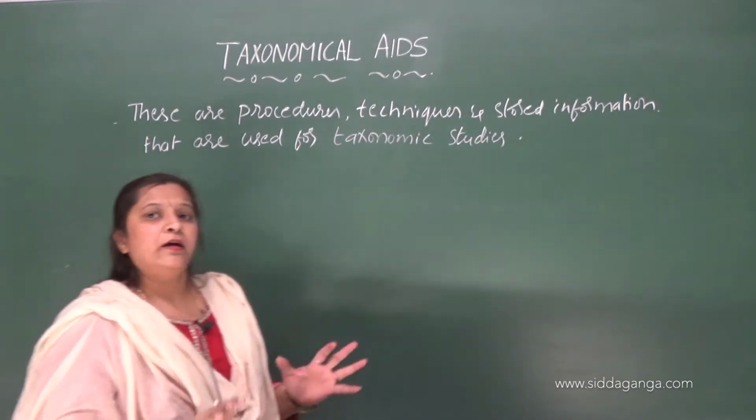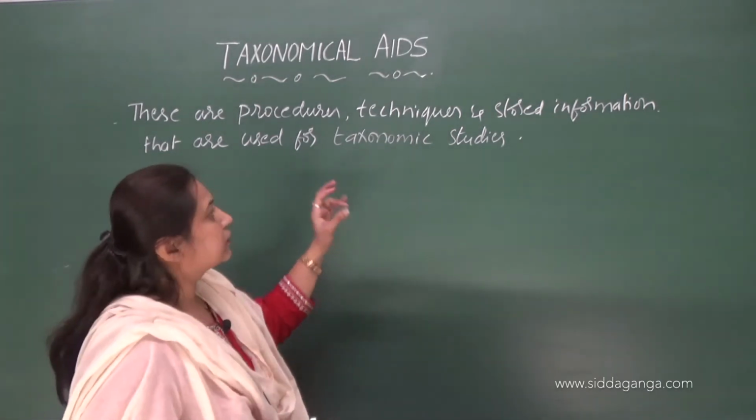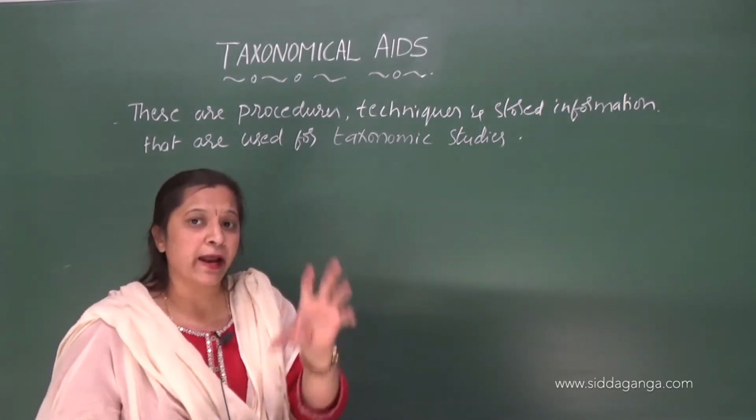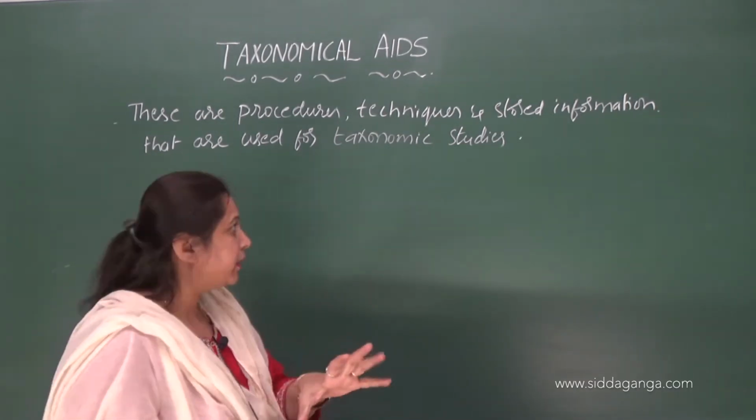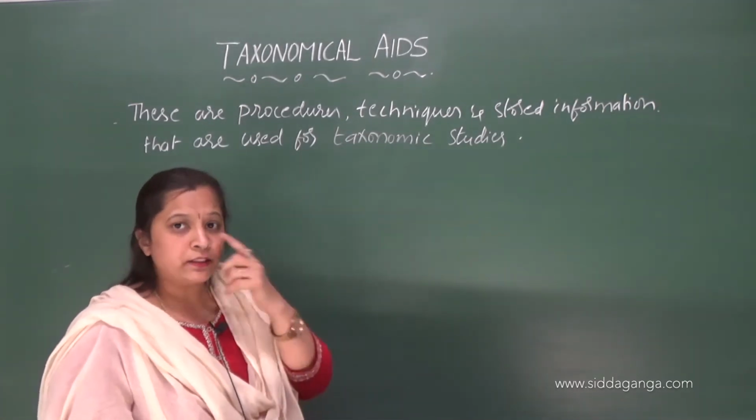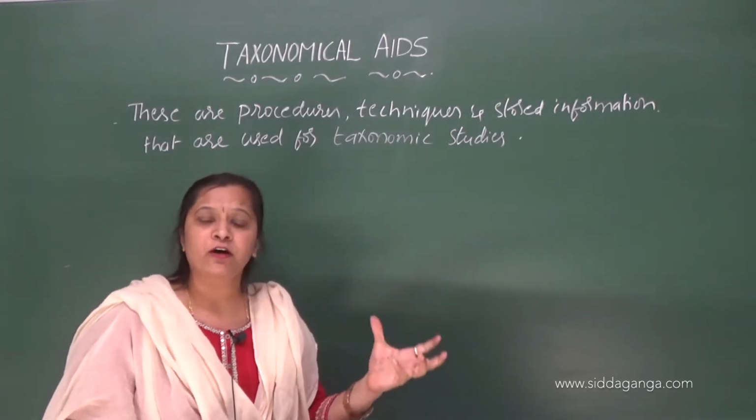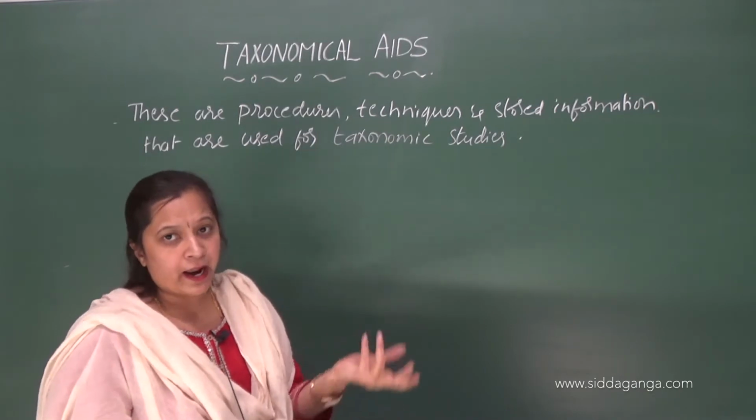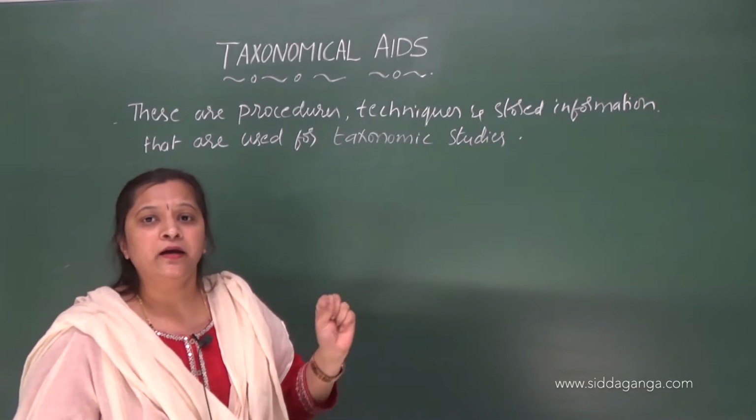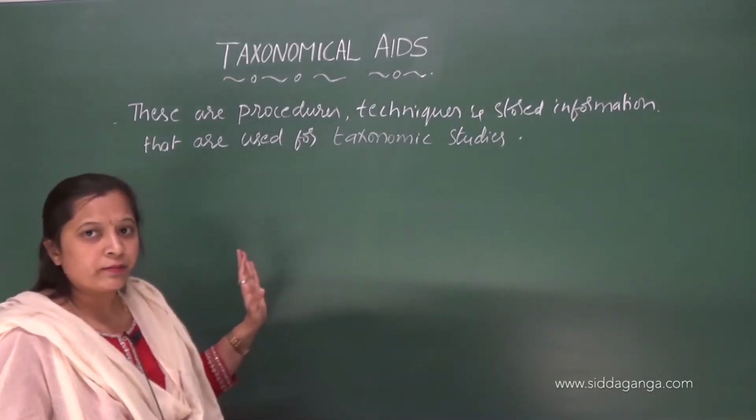So what are taxonomical aids? Taxonomical aids are the procedures, the techniques, the stored information, the storehouse of plants and animals along with their information, and they are used for taxonomical studies. That means those procedures, techniques and stored information, along with the actual specimens of plants and animals, are used for the identification and classification of organisms. So that is what taxonomical aids are.